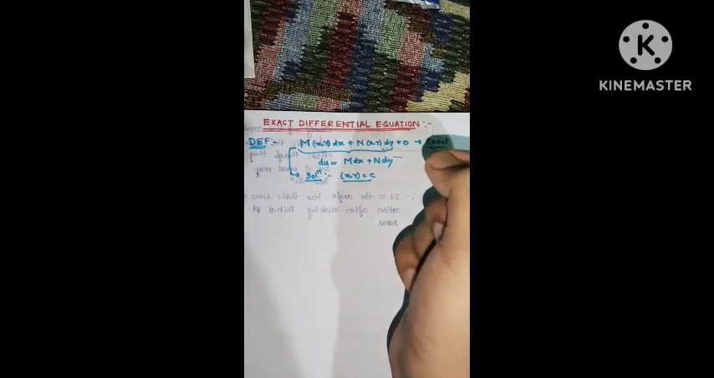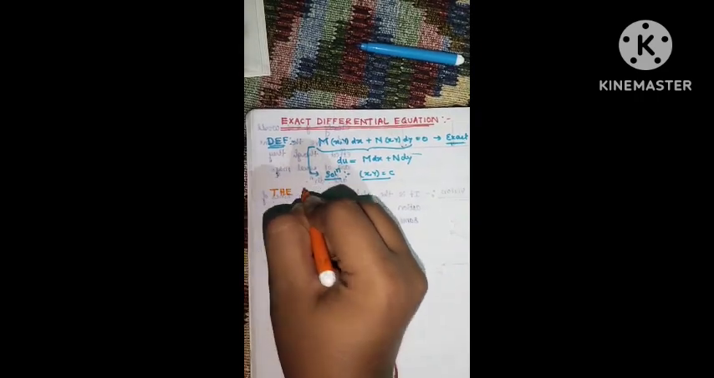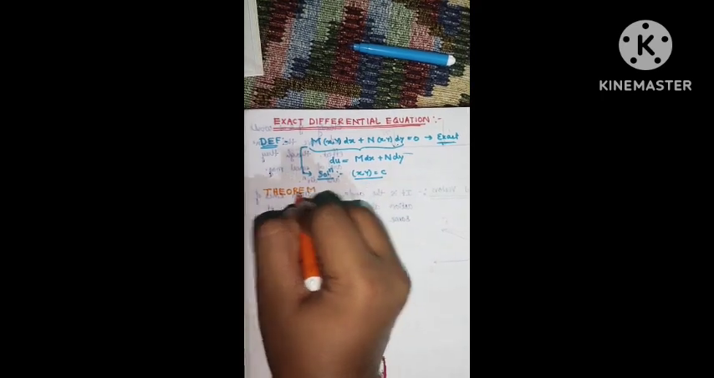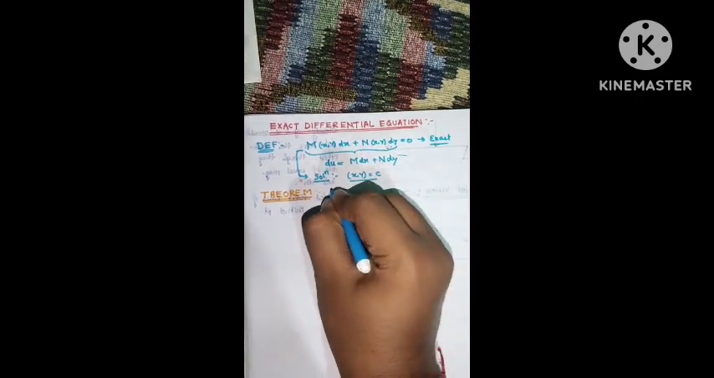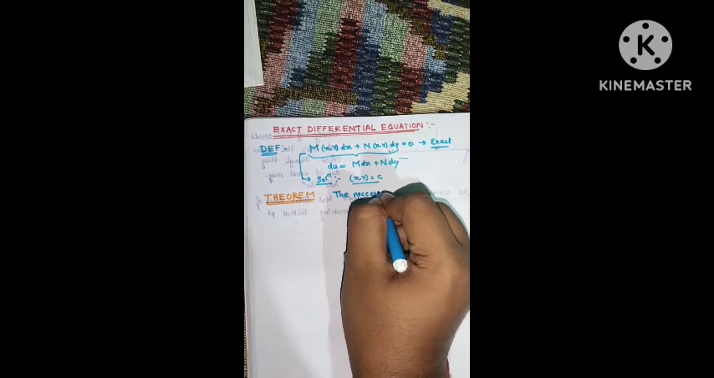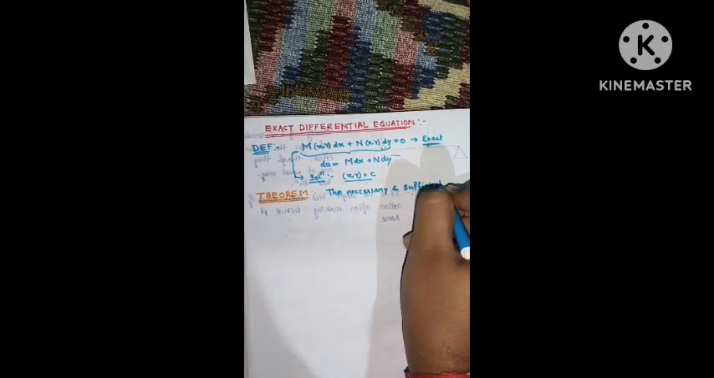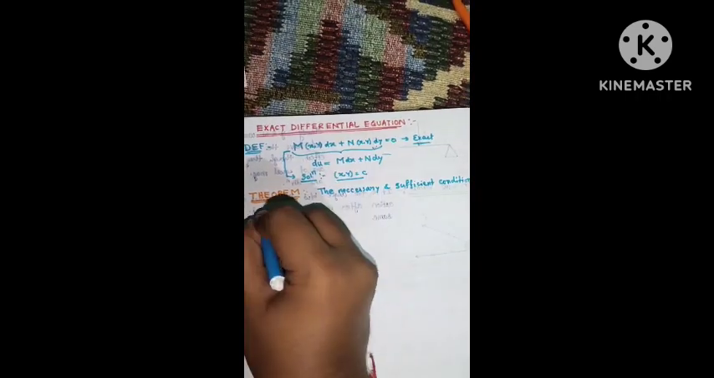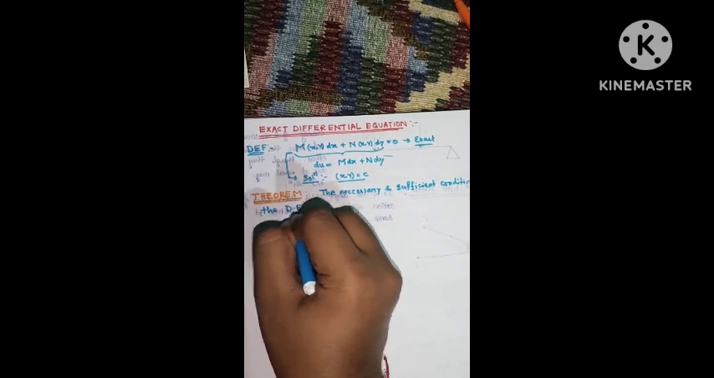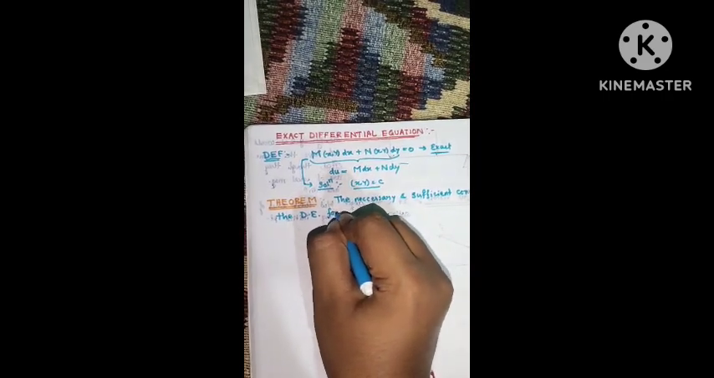There is a necessary and sufficient condition for a differential equation to be exact. So there is a theorem for that. The theorem is like the necessary and sufficient condition for the differential equation. I write the differential equation as DE as an abbreviation. I hope you understand that.